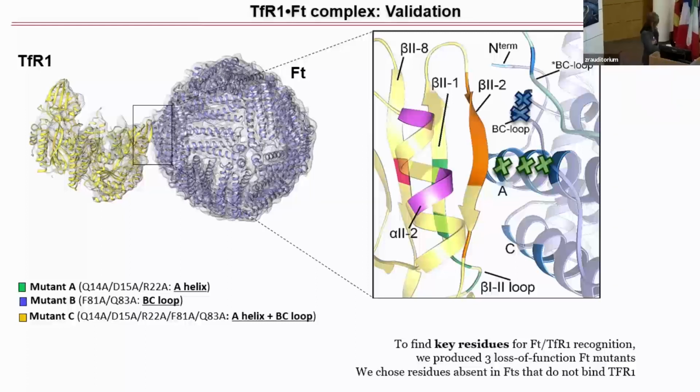So we carefully checked the context, and we identified these 3 residues: glutamine 14, aspartic acid 15, arginine 22 on the helix, and phenylalanine 81, glutamine 83 on the BC loop, and then we put the 5 mutations together in a mutant that contained overall 5 differences. And why did we choose these residues?